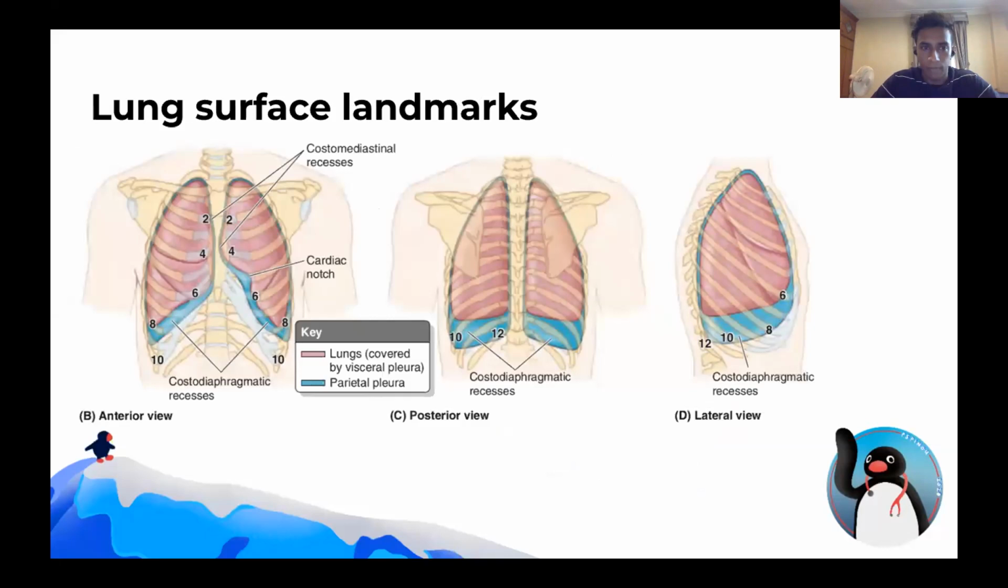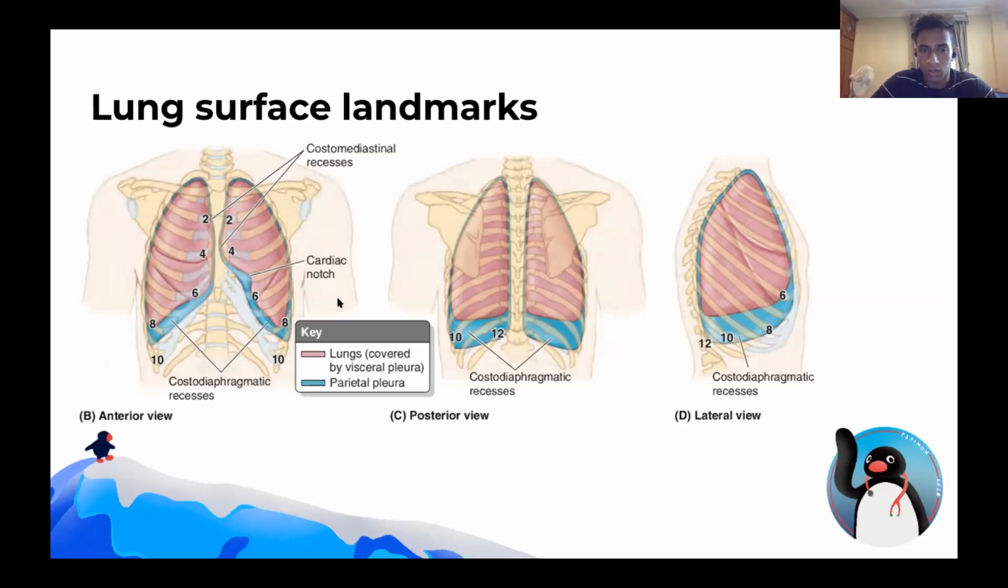So another key component about this pleura is that it extends further. The parietal pleura extends further than the visceral pleura. So the visceral pleura wraps around your lungs, whereas your parietal pleura extends. So you need to know these key surface landmarks on your lungs.